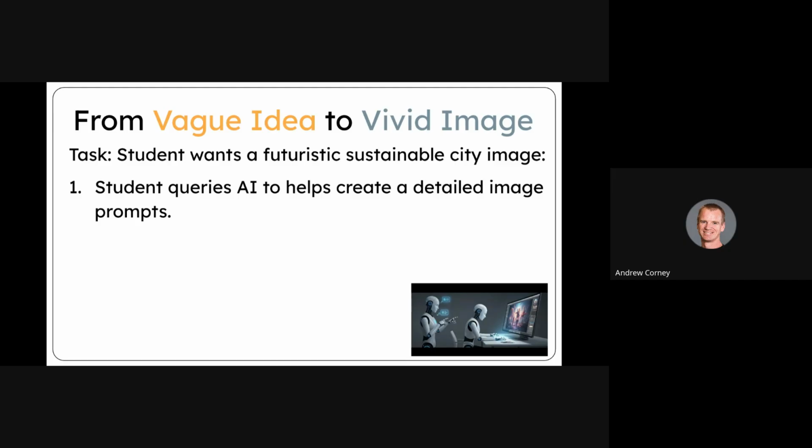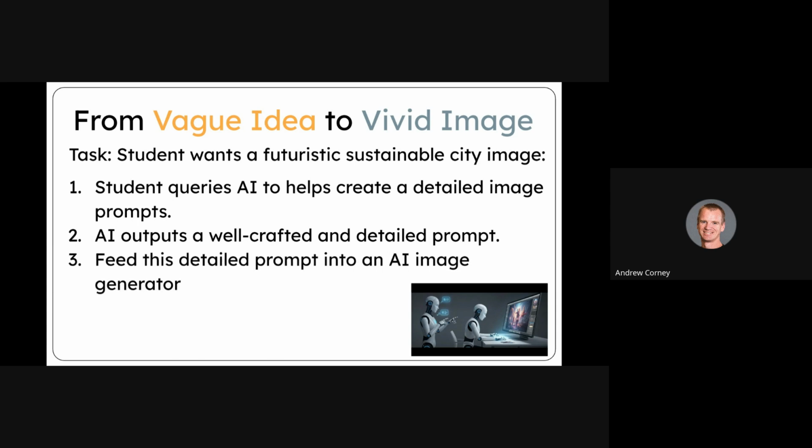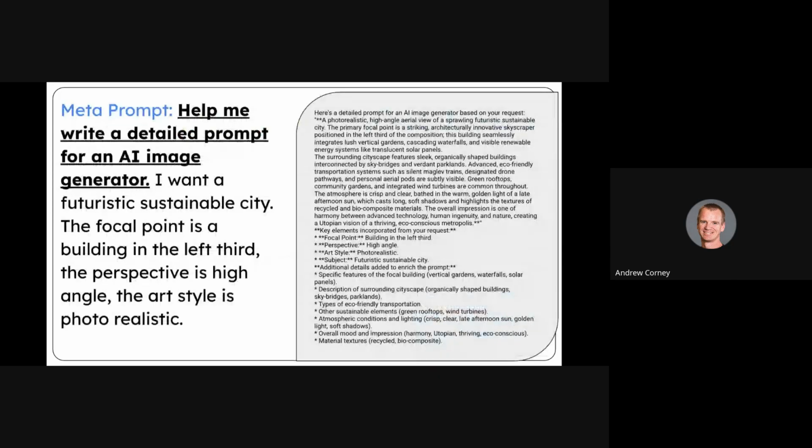So ask AI to create a detailed image prompt, not the image. Take that prompt, put that into the image generator, and then the output should be a better image than if they just asked it for, give me an image of a future sustainable city. So that's what that photo down the bottom there is trying to illustrate.